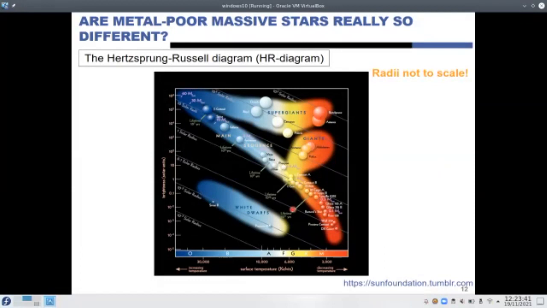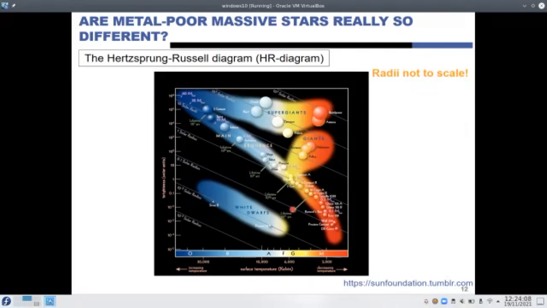Okay, but are metal poor massive stars really so different from what we have here in the Milky Way? And I'm going to spend the next couple of slides convincing you that yes, things can be very different. This is the Hertzsprung-Russell diagram, or HR diagram for short.